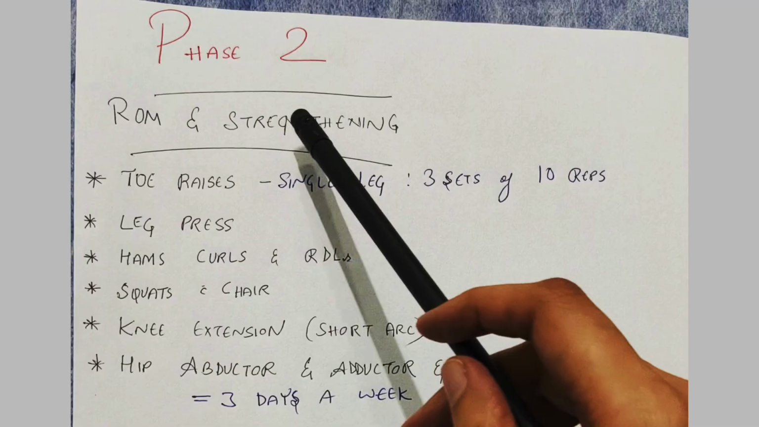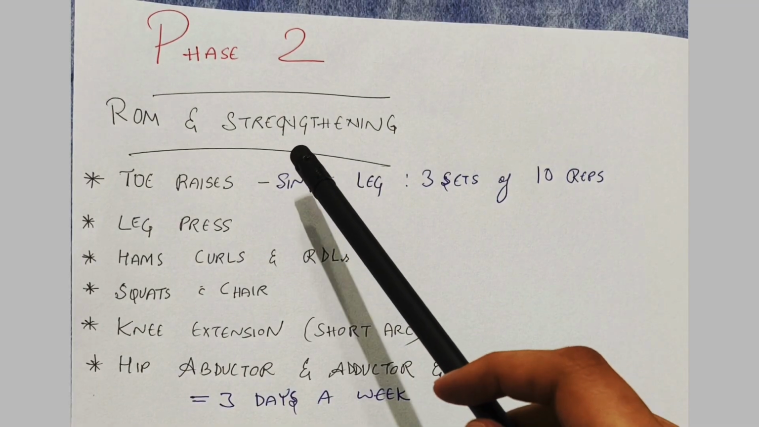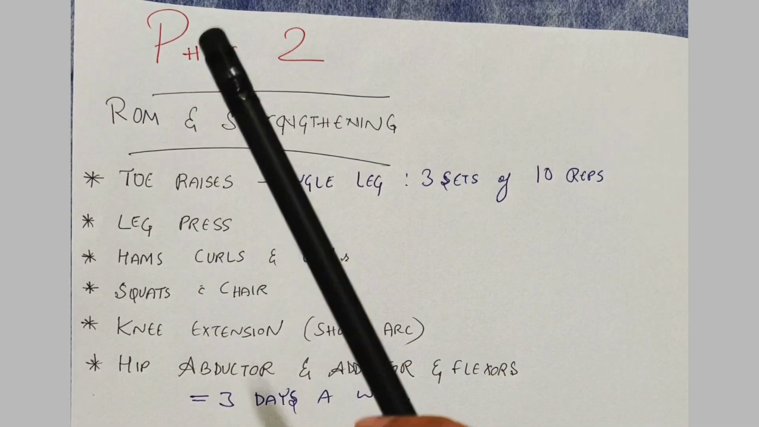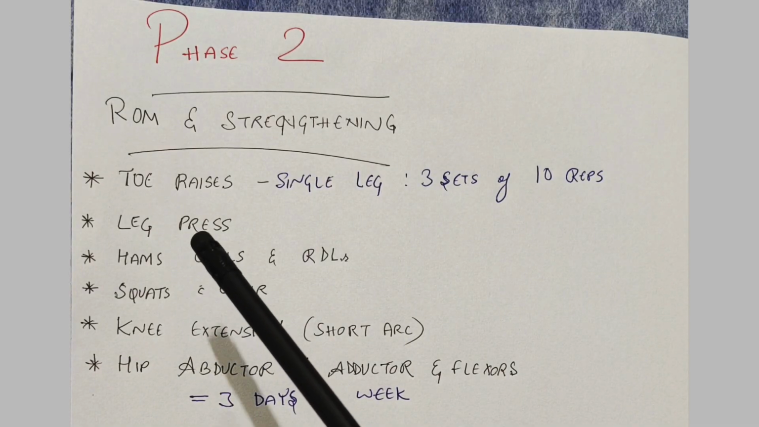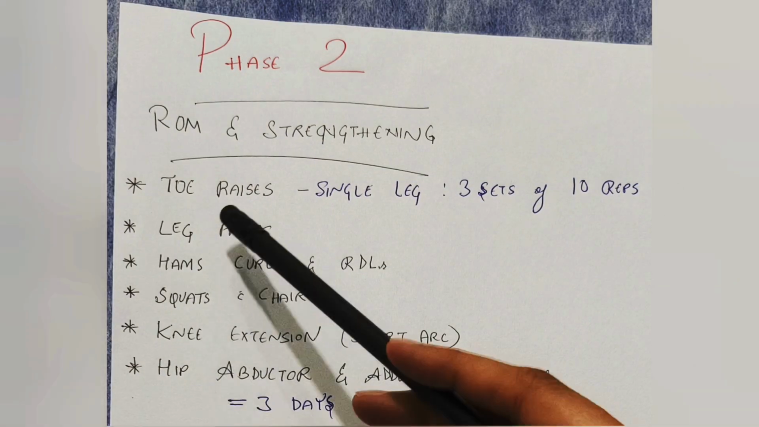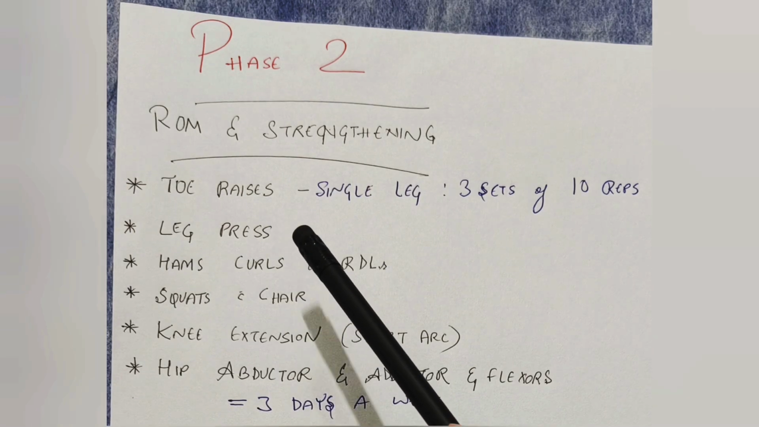Starting off with the range of motion and strengthening exercises, basically we will be including all the exercises that we've included in phase 1. Along with them, we will be progressing now on. This phase will include the single leg progression.